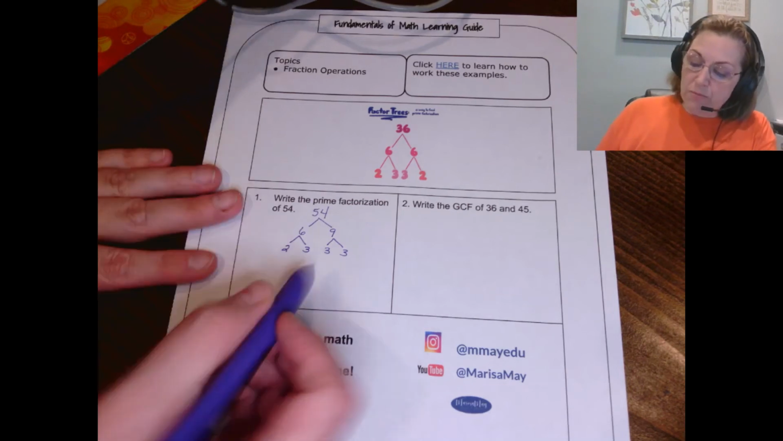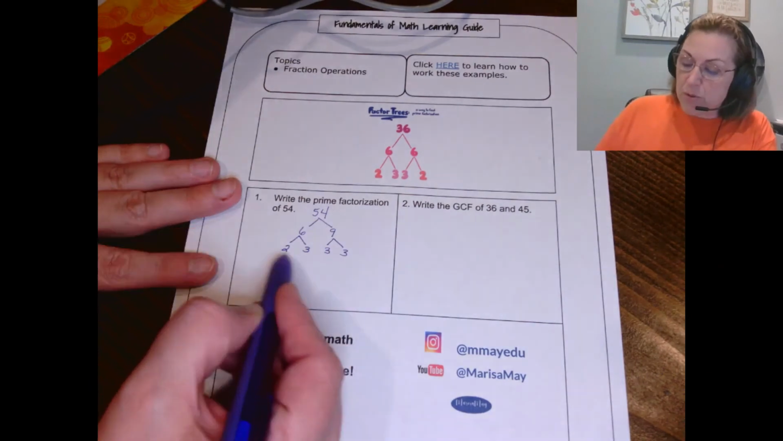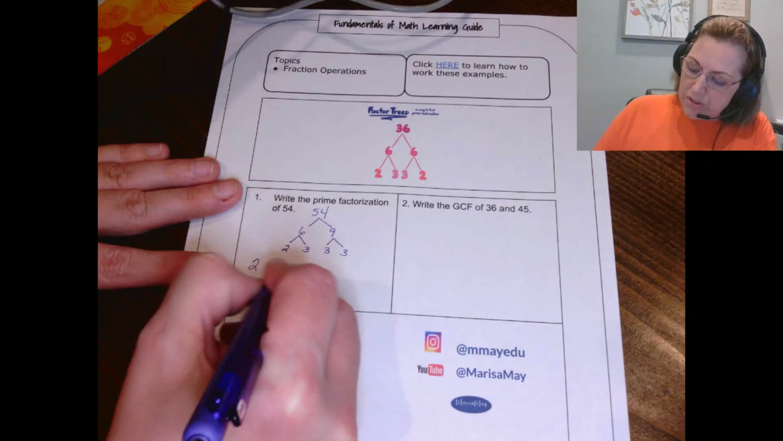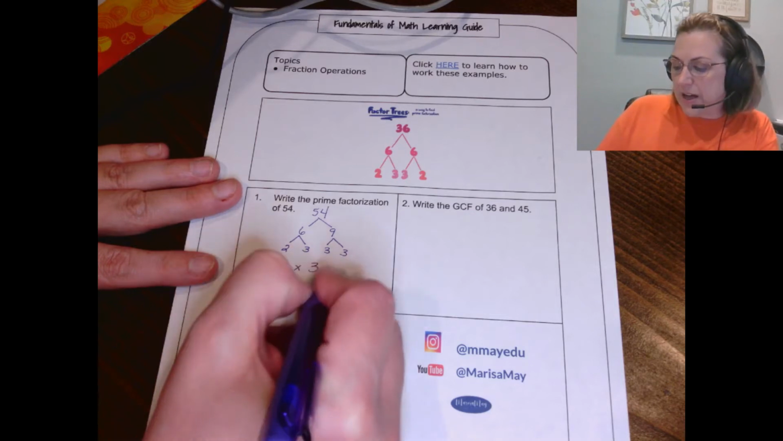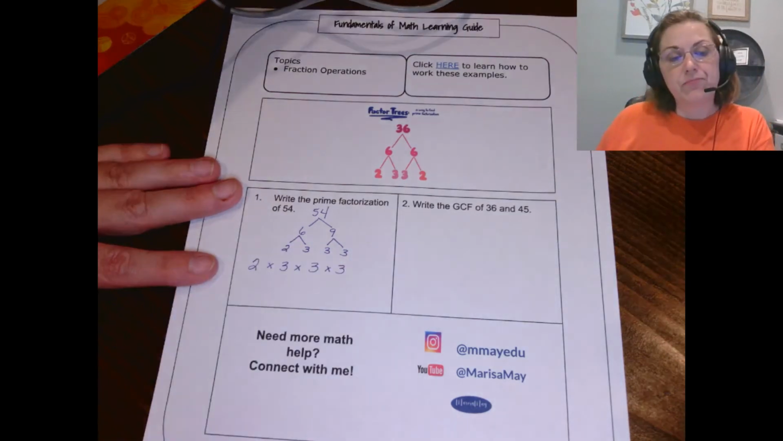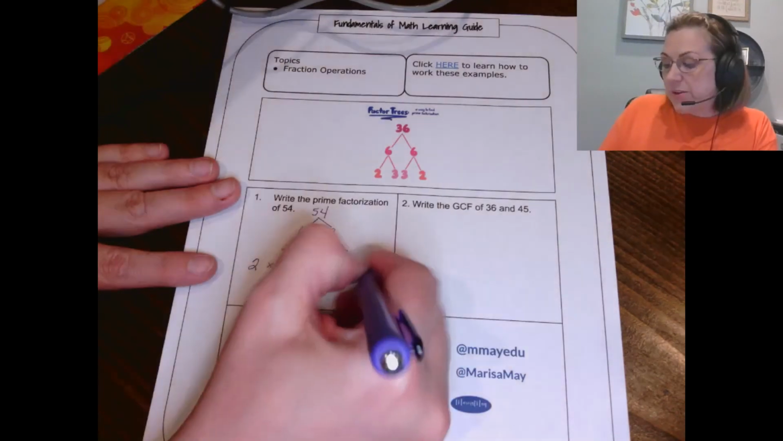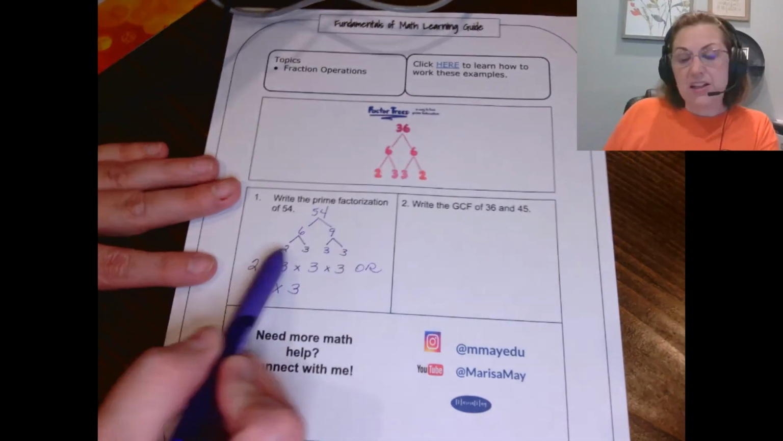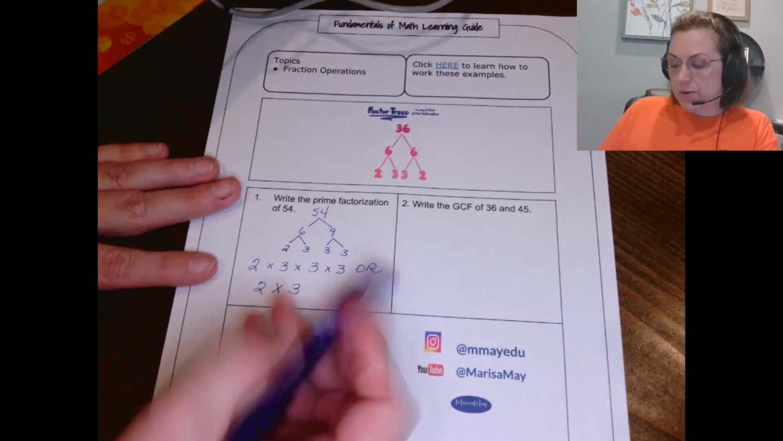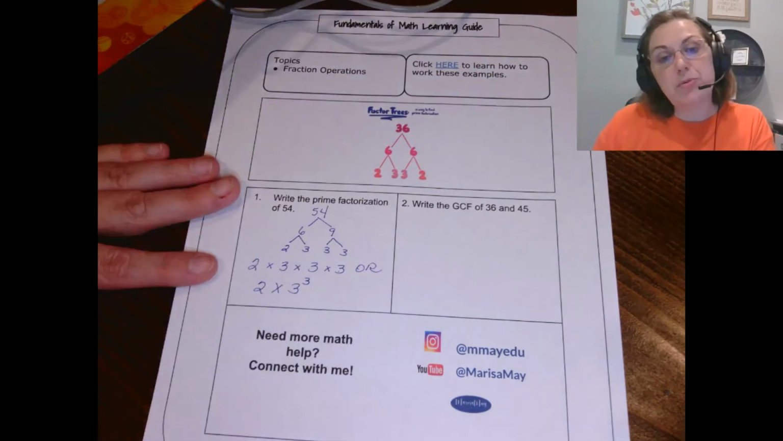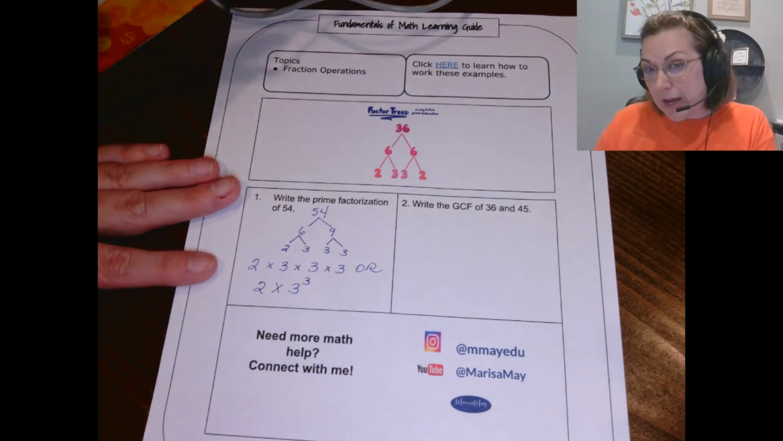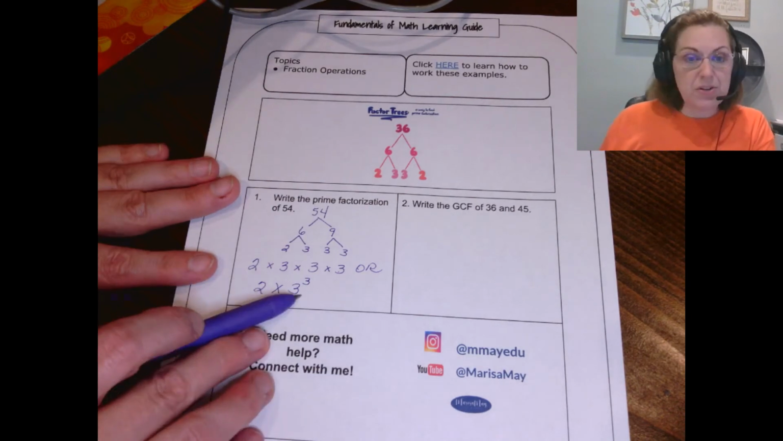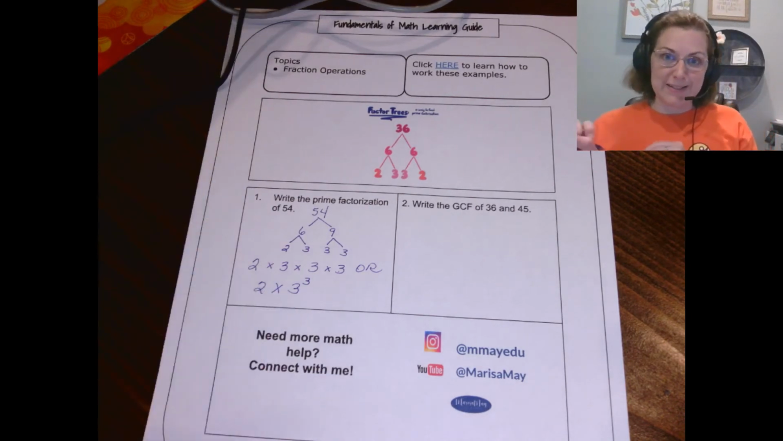So what we do then to write our prime factorization is we write all the ends of our branches. 2 times 3 times 3 times 3. Or we could write this with exponents. 2 times 3, and then we have 1, 2, 3 threes, so we would write it with an exponent of 3. Either one is okay. Just watch the instructions. Which one are they asking for? If they want it with exponents, then of course you would write it just like this.